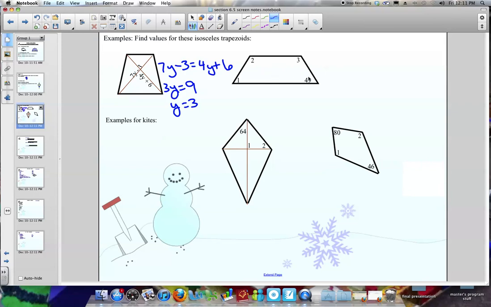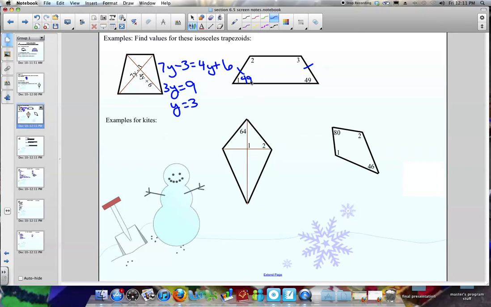Another example would be if I give you one of your base angles, you should be able to figure out the other three. Since it's an isosceles trapezoid, we know that this one's 49, so therefore angle 1 would have to be 49.